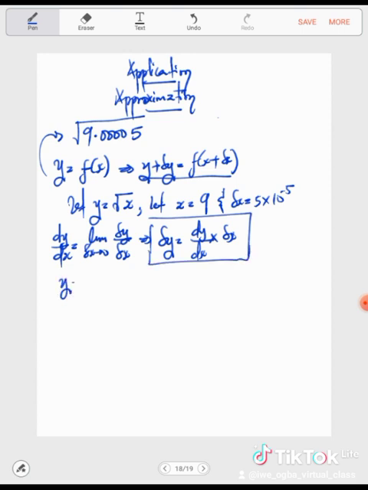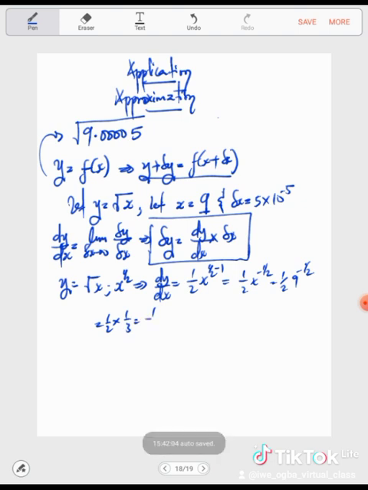Now look at this, back to what we have. If y equals the root of x, that's the same thing as x raised to the power 1 over 2. Now dy/dx will be equal to 1 over 2 times x raised to the power 1 over 2 minus 1, and that will be 1 over 2 x raised to the power negative 1 over 2. Now we said x is 9, so that's 1 over 2 times 9 to the power negative 1 over 2, which is the same as 1 over 2 times 1 over 3. That's 1 over 6.